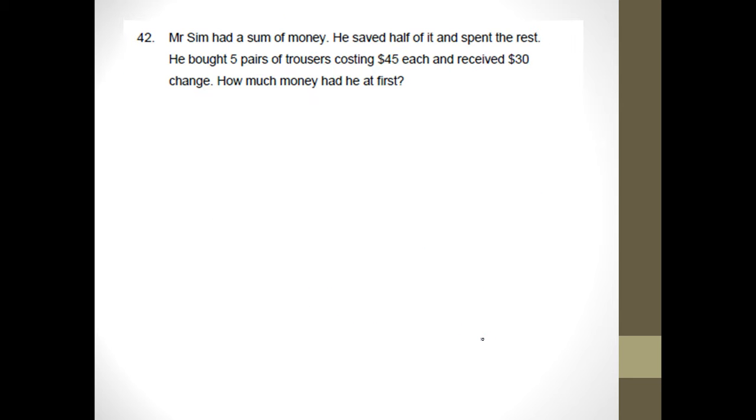Question 42. Mr. Sim had a sum of money. He saved half of it and spent the rest. He bought 5 pairs of trousers costing $45 each and received $30 change. How much money had he at first? Alright, we know that he had this amount of money at first. So this is the amount of money. He saved half, so half he saved. And the other half he spent on 5 pairs of trousers.